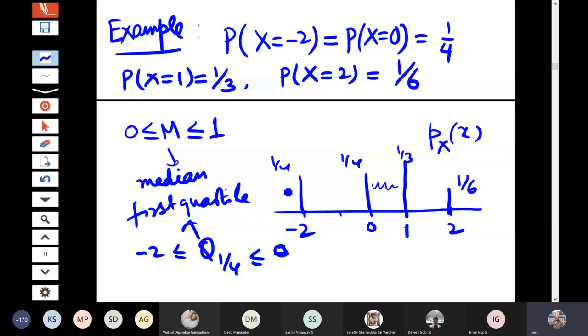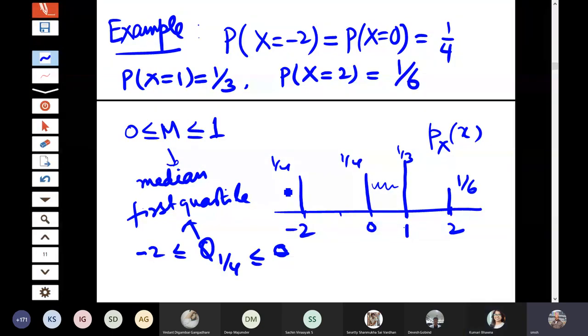Why are we considering that equality sign, like less than or equal to, here? Like 0 less than or equal to m less than or equal to 1. Why are we including 0 and 1?